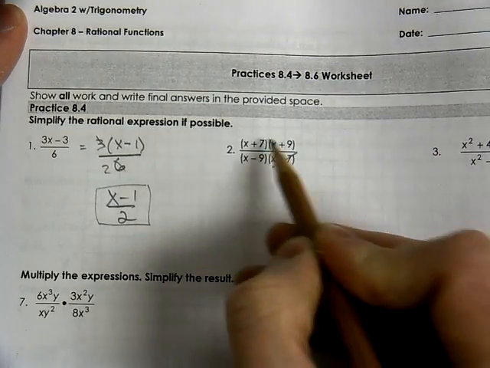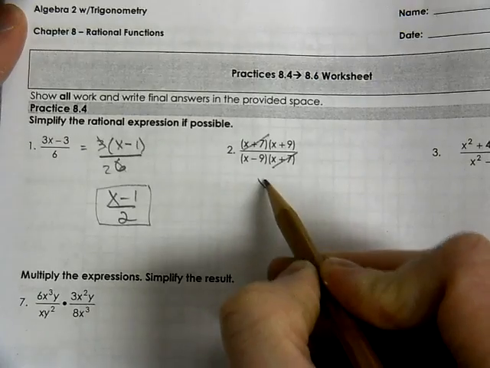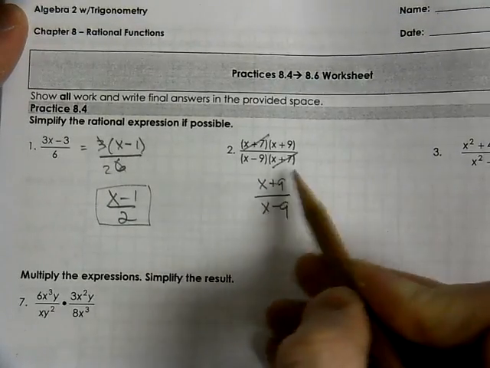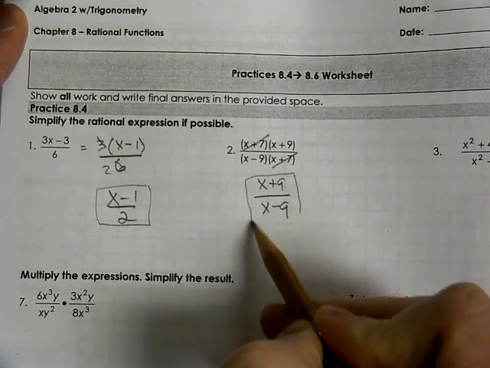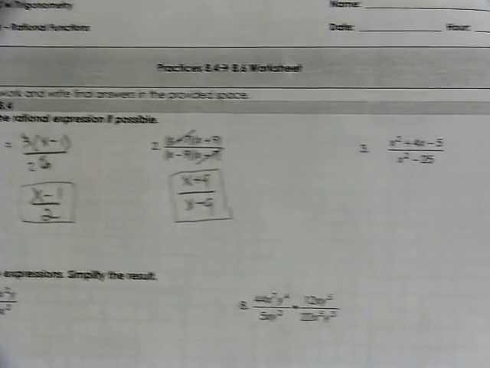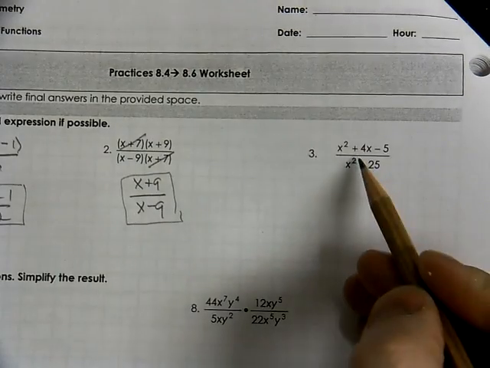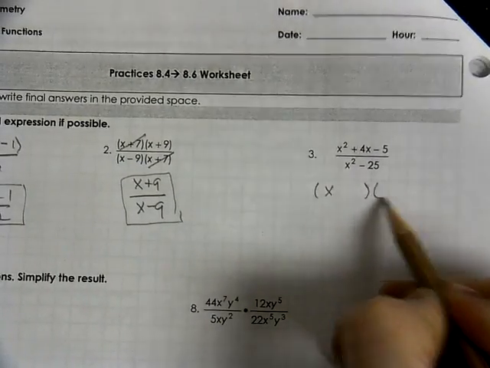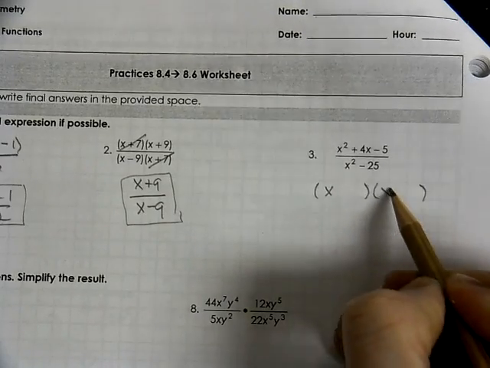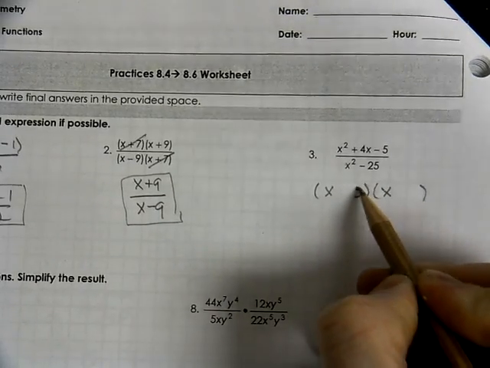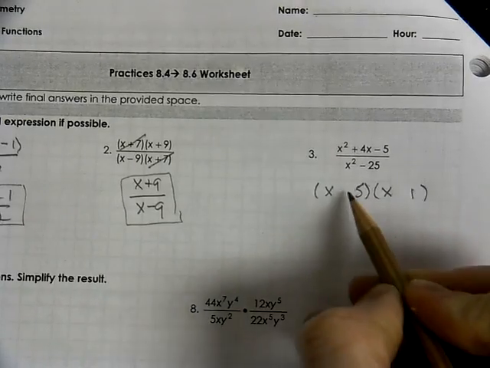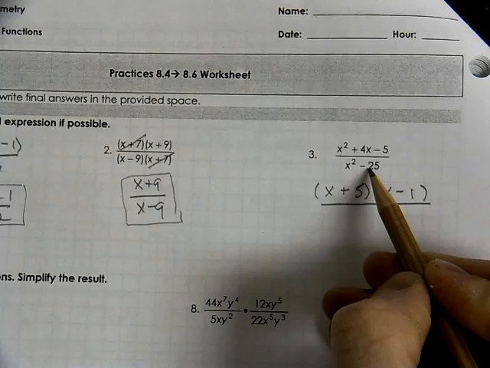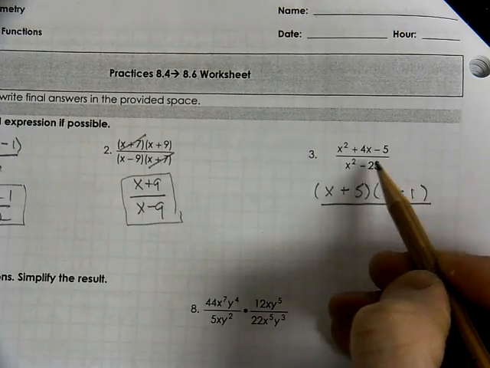Factors that are the same can cross out. Nothing can cross out here. You may need to factor first. What multiplies to be -5 and adds to be 1? The denominator is a difference of perfect squares.